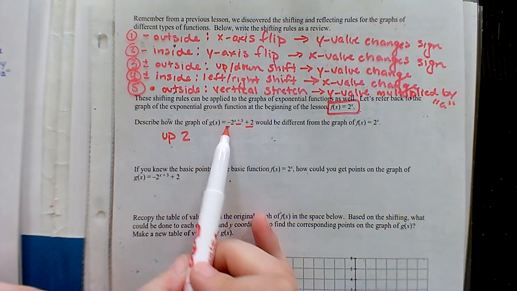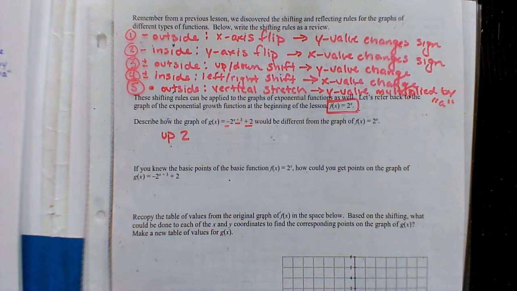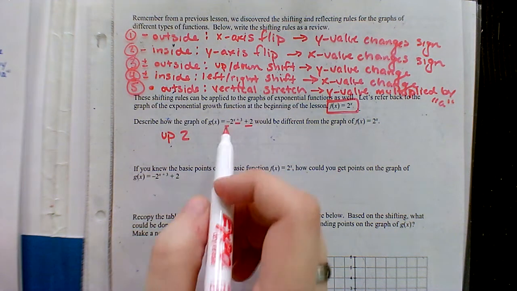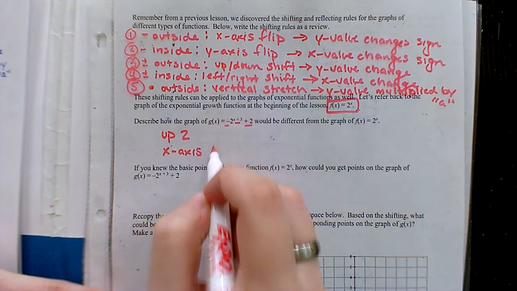All right. What about that negative out front, or that plus 3 kind of up in the power position next to the x? Yeah? The negative out front is an x-axis flip. X-axis flip, good.